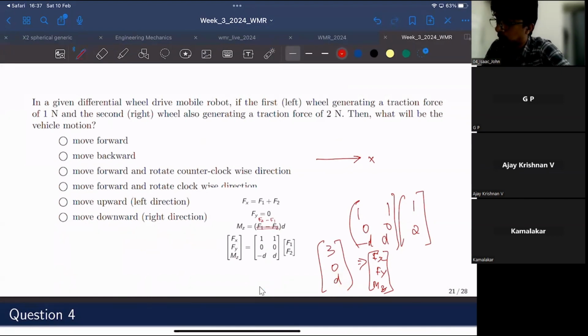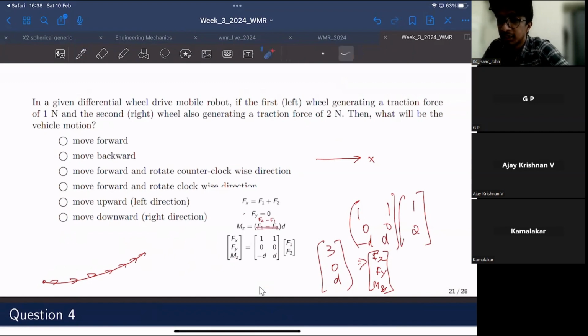So the robot can move like this, right? Starting from here, it will move in a counterclockwise direction. Gradually, it will move in a counterclockwise direction. So in that regard, what is the correct option?